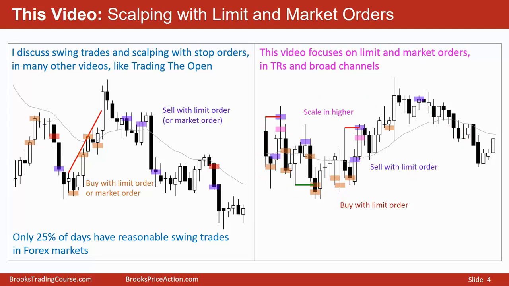So if you're going to be actively trading it, looking for many trades, most of your trades are going to be limit order scalps. 25% of the days you'll have reasonably good swing trades. But if you're a day trader, you're not looking to trade just 1 or 2 days a week. You're looking to trade every day. And if you're going to be doing that, you're going to be entering with a lot of limit orders.